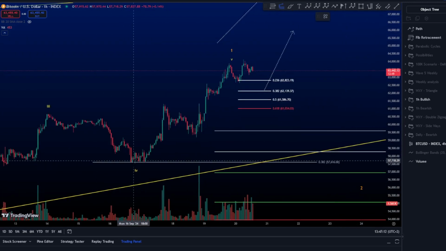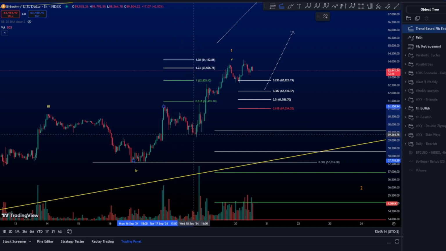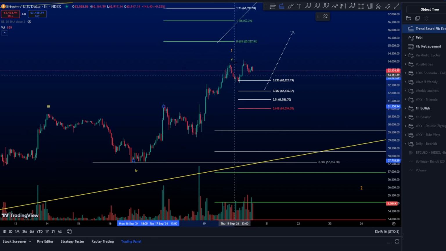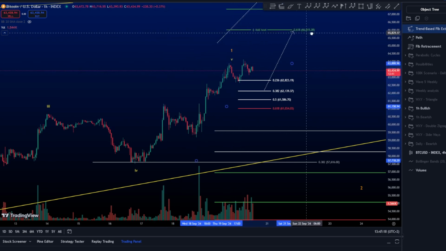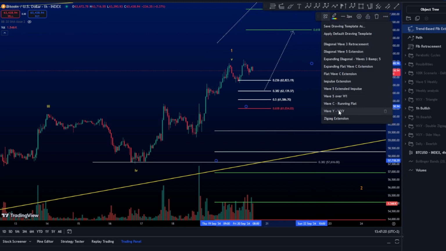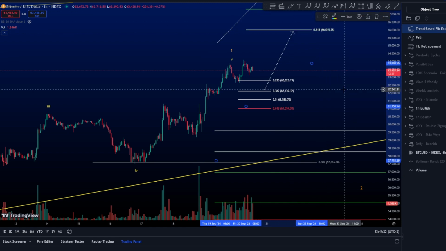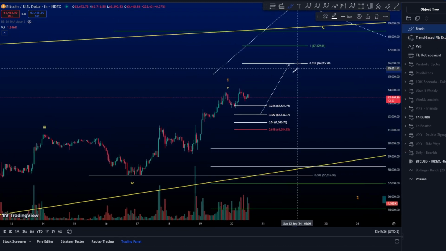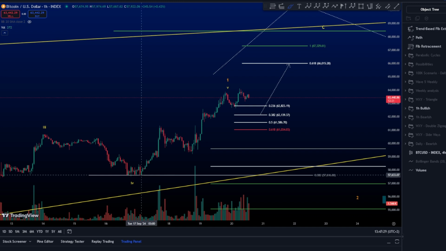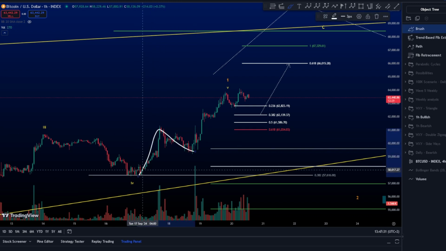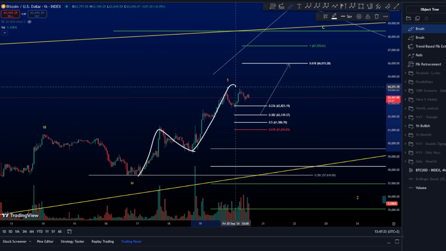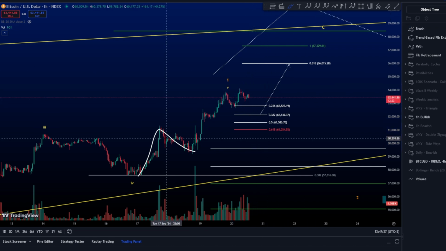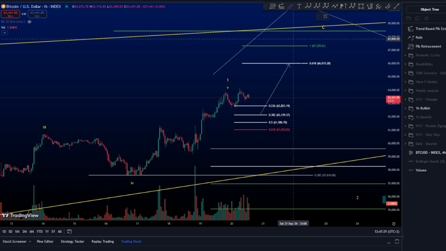So if we also take the fib level taken from the 1 to the wave 3, and we say wave 5, it is exactly the same. If we take the fib level taken from the 0 to the 1 and based on the 3, we can see that the wave 5 might extend to this price, 66,000.